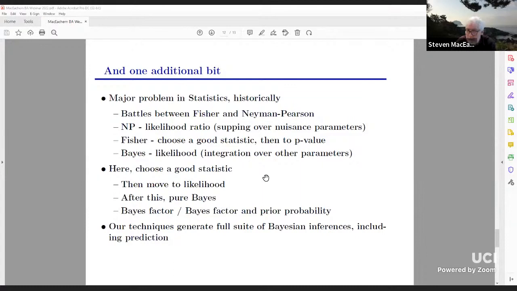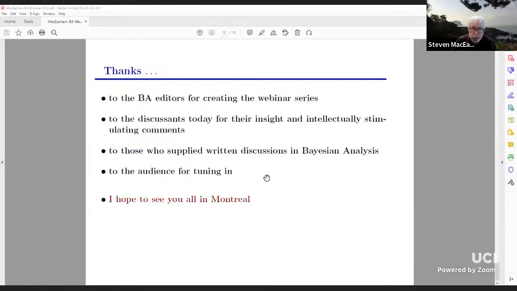Prediction works well for these methods as well. It just sort of pops out if you have a posterior and you have some kind of formal model written down. Of course, you can make predictions, which is a nice feature.